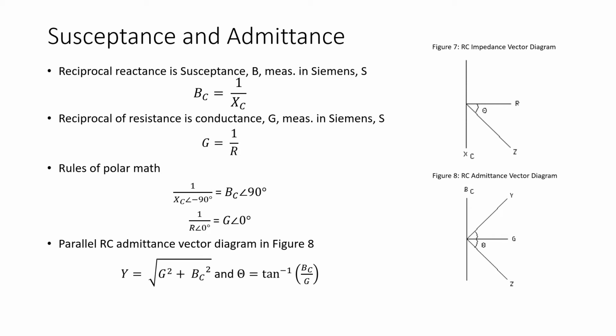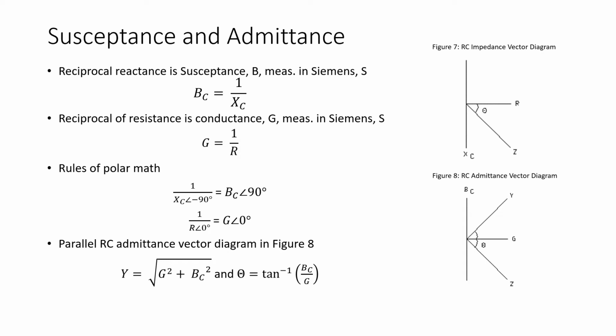So the reciprocal of reactance is susceptance, symbolized with the letter B, and it's measured in Siemens. The reciprocal, so B sub C equals 1 over X sub C. The reciprocal of resistance is conductance, symbolized with the letter G, and this is measured in Siemens. G equals 1 over R.